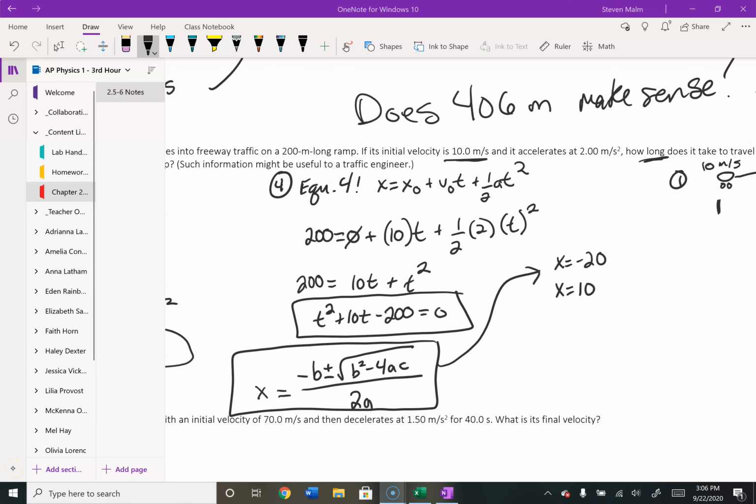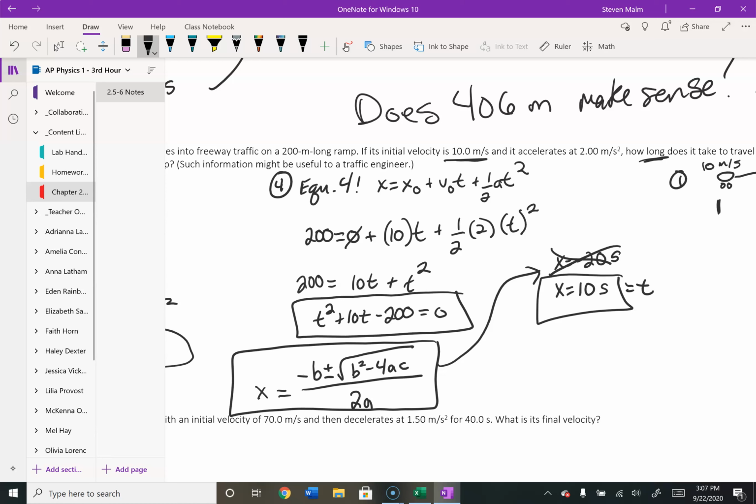Oh, excuse me. So I went and I plugged it in and I got t equals negative 20 and t equals 10. Don't forget that these are actually numbers. Since time cannot be negative, negative 20 makes no sense. So our answer has to be that the amount of time it would take for this car to go 200 meters up that ramp at that particular acceleration is 10 seconds. And does this answer make sense?